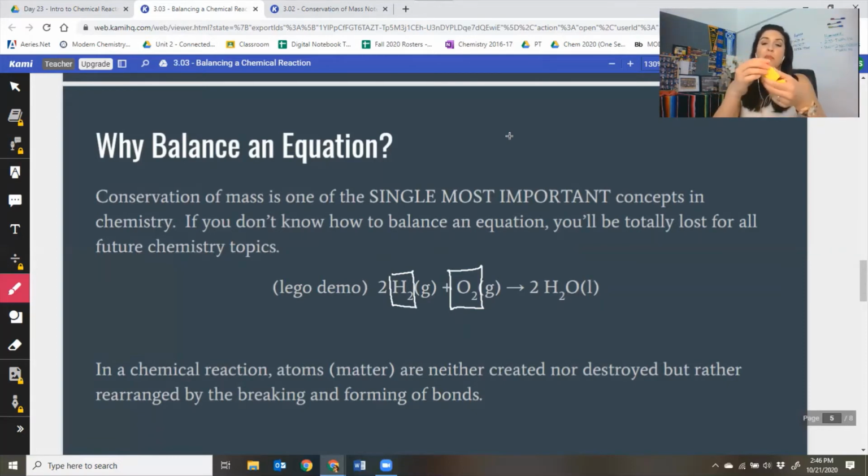And here's a little more of a bent shape to look a little bit more like water actually does. So, conservation of mass. No atoms can be spontaneously created or destroyed, just like I can't spontaneously create Legos or make them magically disappear in this process. They're simply taken apart and rearranged to form a new substance. But all of the pieces are still accounted for, even at the end when we have new products. So in a chemical reaction, atoms, or matter in this case, are neither created nor destroyed, but rather simply rearranged by the breaking and forming of bonds.